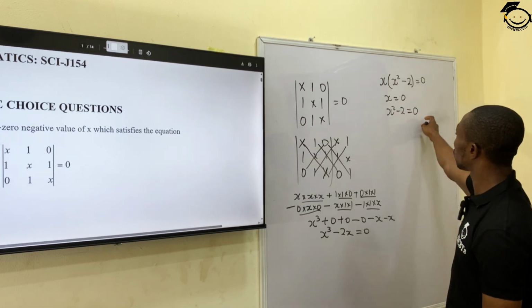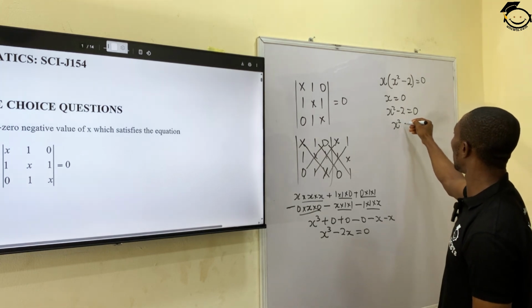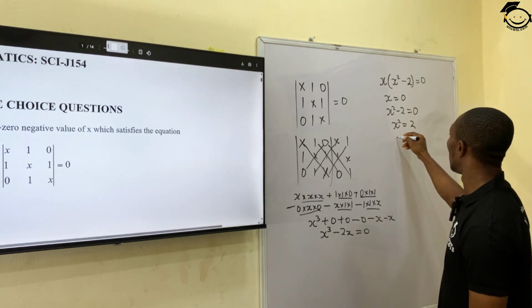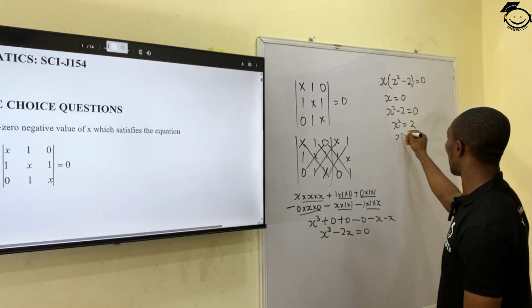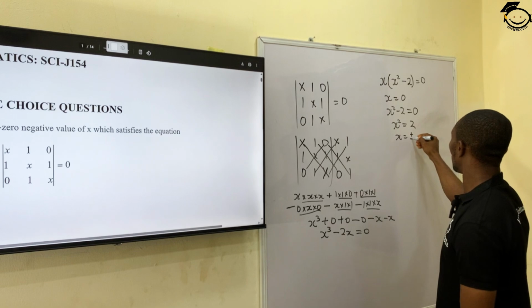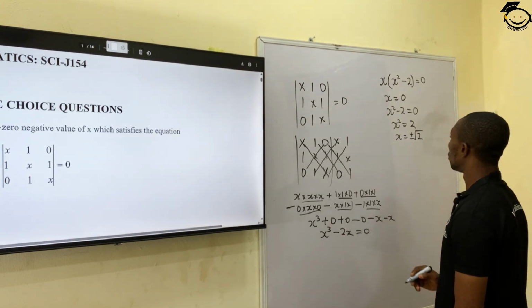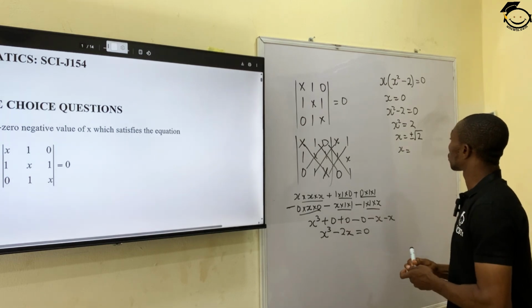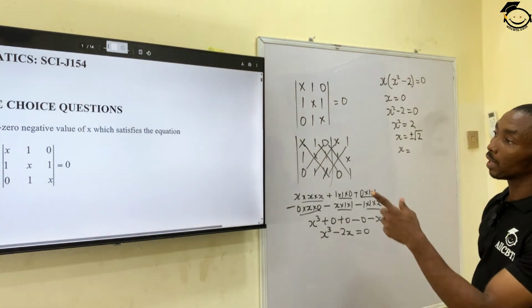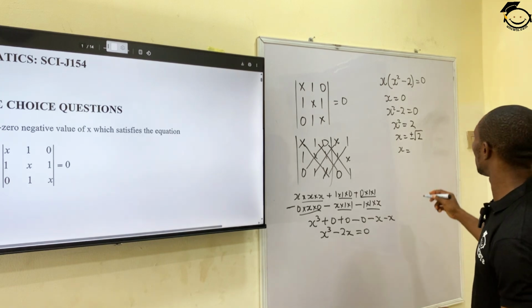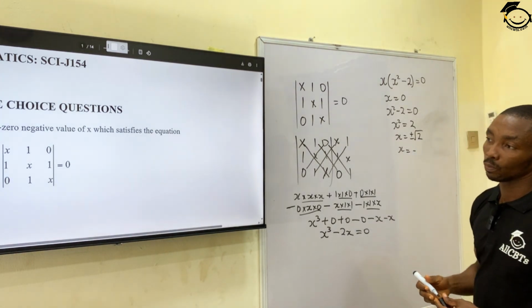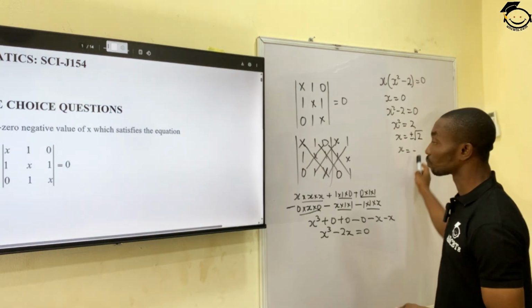So taking our 2 over to the other side, our x squared becomes 2. So taking square root of both sides, x equals plus or minus root 2. So the value of our answer will become plus or minus root 2. So for our non-zero negative value, it will give us minus root 2.